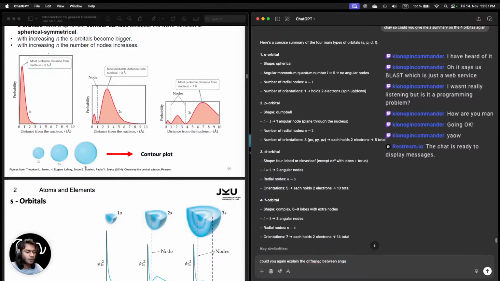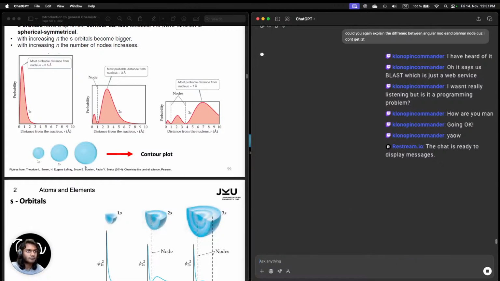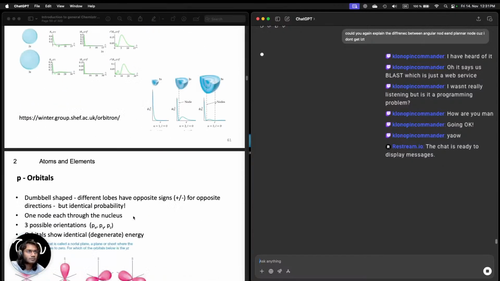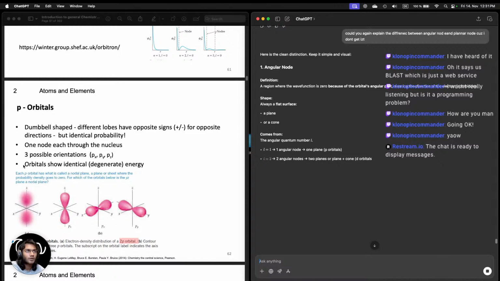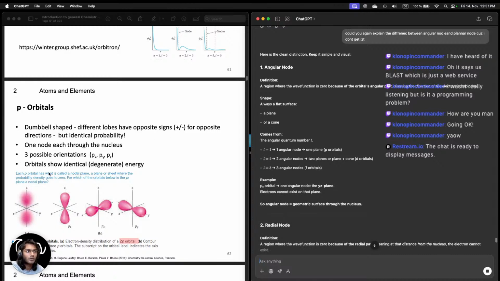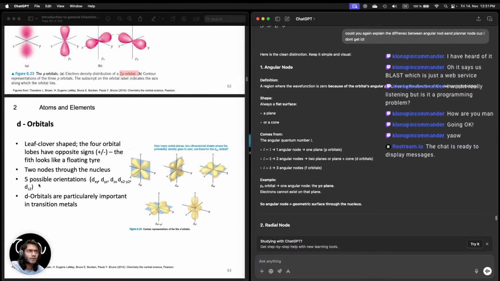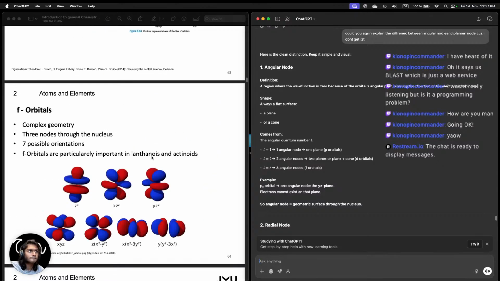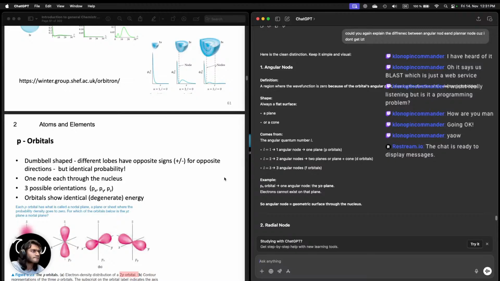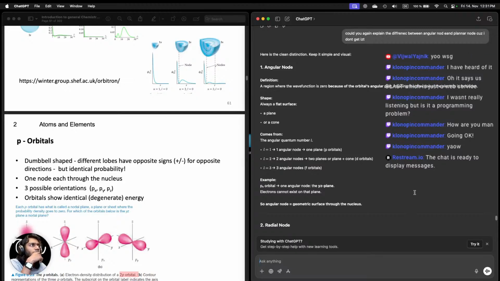I'm trying to understand the difference between angular node and planar node, because I don't get it. One node for each nucleus. Orbitals show identical degenerate energies. I think all the orbitals show identical energies.